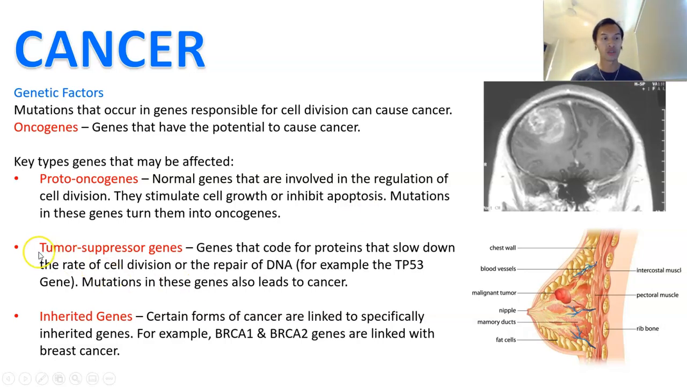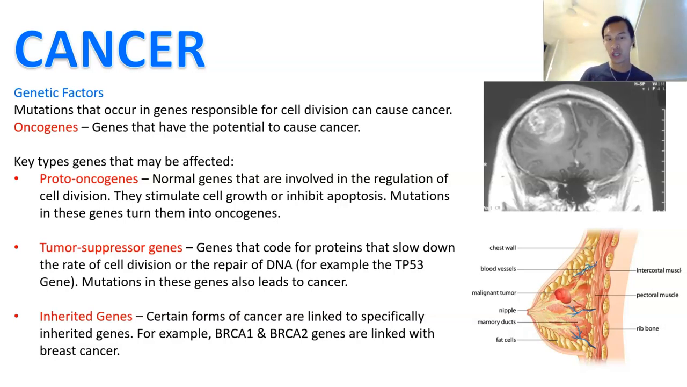There is another group of genes called tumor suppressor genes, and as the name suggests, they are going to suppress growth as opposed to promote it, like the proto-oncogenes do. These are also normal. They are genes that code for proteins that slow down the rate of cell division or repair DNA. For example, the gene that is responsible for producing tumor protein 53, the guardian of the genome, is a tumor suppressor gene.